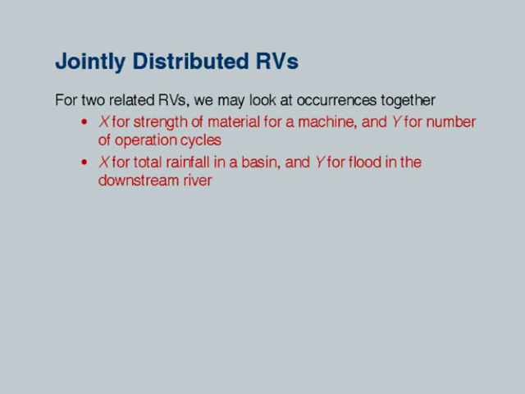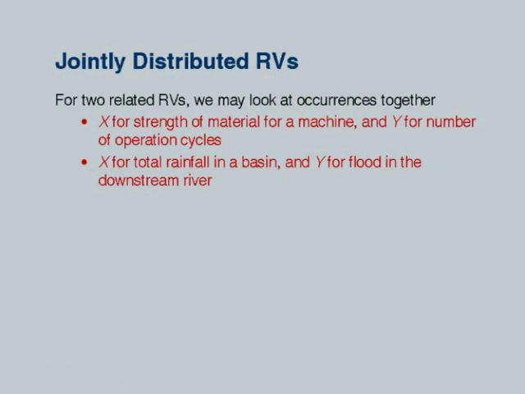Now, you come to the concept of jointly distributed random variables. So far, we are discussing random variables separately. Sometimes you may need to find out the likelihood of occurrences of two events together, or more than two events together. For example, say the random variable x denotes the strength of material of a machine and y, the number of operation cycles.